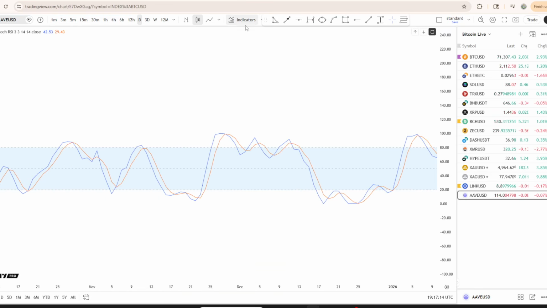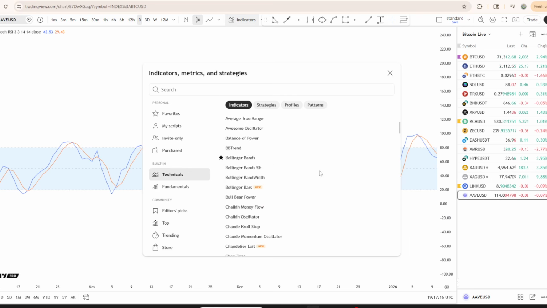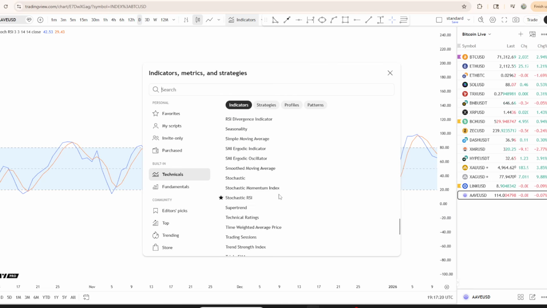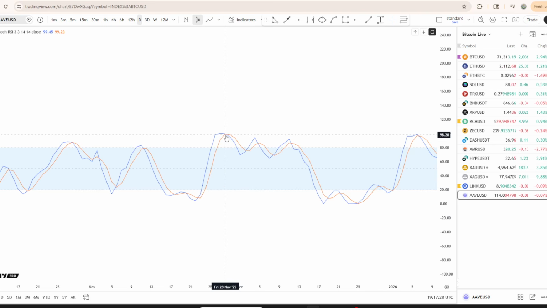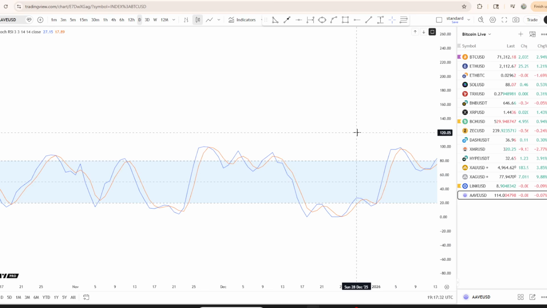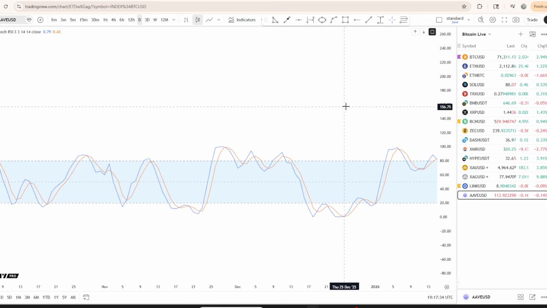So if you go to indicators, you go to technicals, you go down to Stochastics RSI. Now there's another indicator called just Stochastics, which is the Stochastics Oscillator. I'll do a video on that as well. That's even more sensitive than this. Now with Stochastics RSI, you get a lot of these crossing signals. And it looks like RSI. It even looks like the money flow index, right?